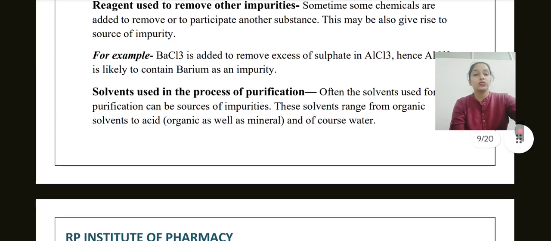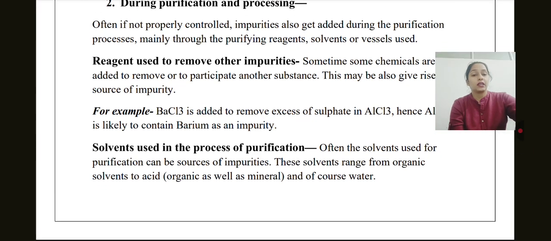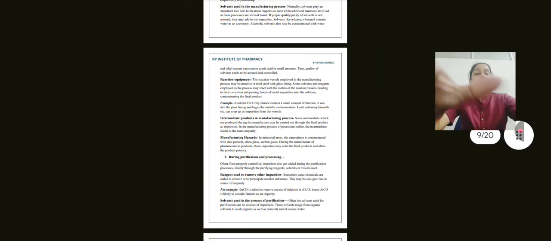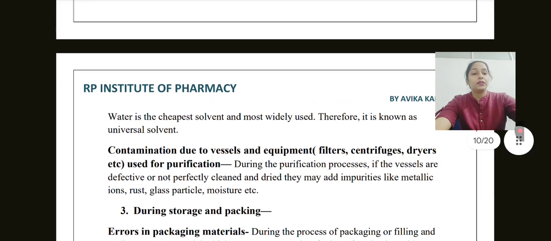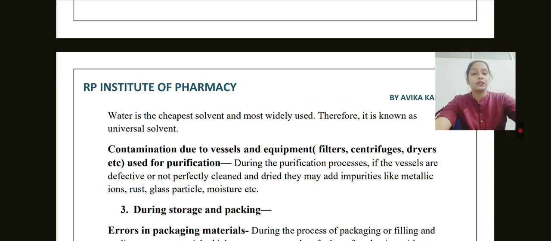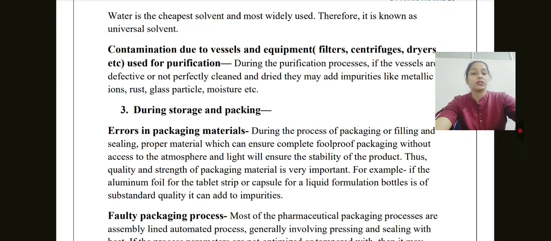Next is solvents used in the process of purification. Solvents which are used for the purification process can also be a source of impurities. These solvents range from organic solvents to acid and of course water. And next is contamination due to vessels and equipment, filters, centrifuges, dryers, etc., which are used for the purification process. If the vessels are defective or not properly cleaned and dried, they may add impurities like metallic iron, rust, glass particles, etc.